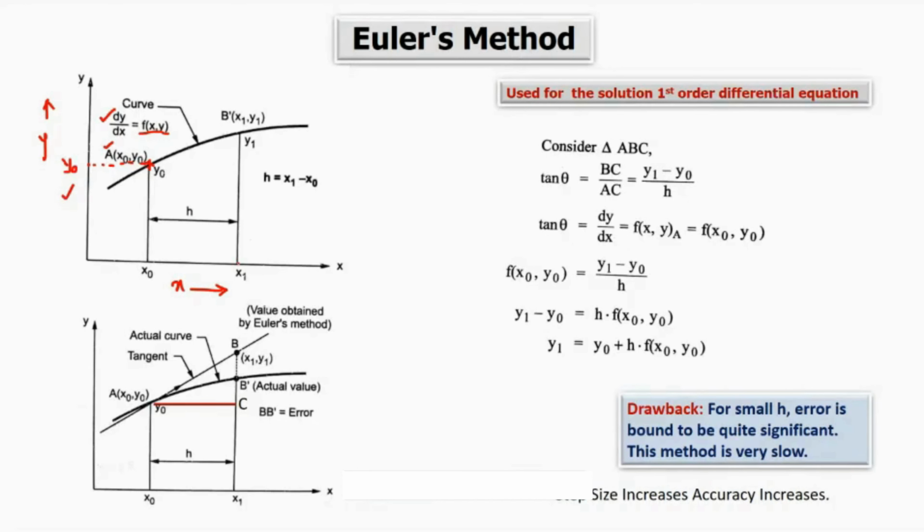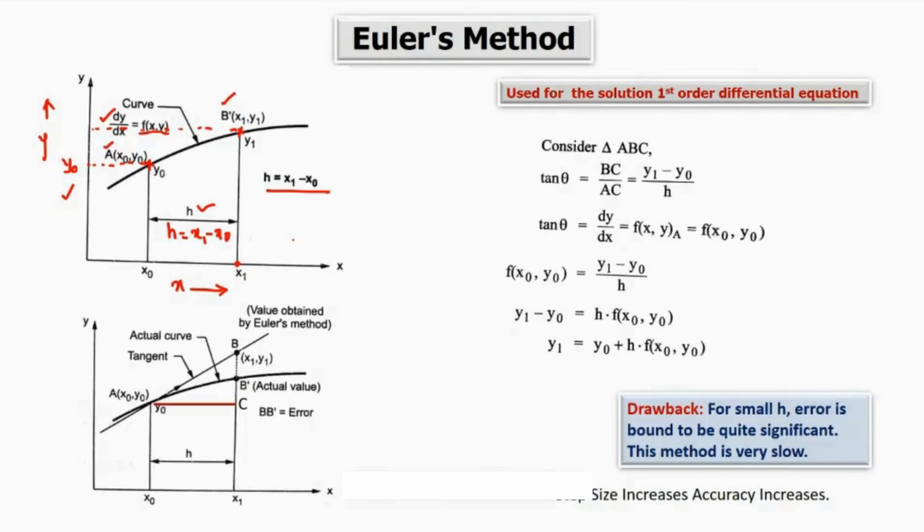Similarly, there is one more value, say x1. You draw a vertical line from x1, and it intersects the curve at point B. Its corresponding coordinate on the y-axis is y1, and the point B or B dash can be represented by x1, y1. Here h represents the interval between these two. Similar to the previous case, h is x1 minus x0, the difference of these two.